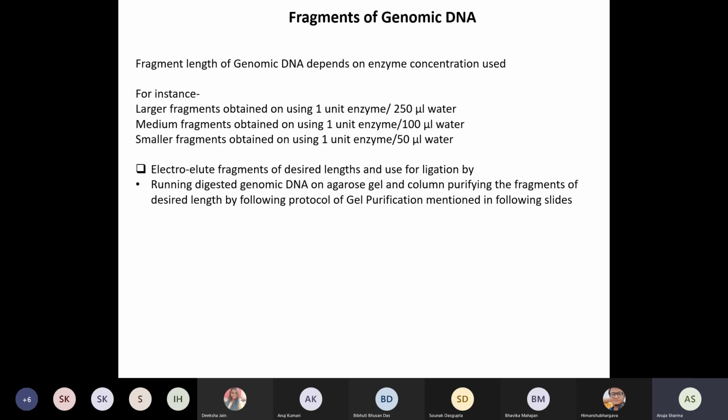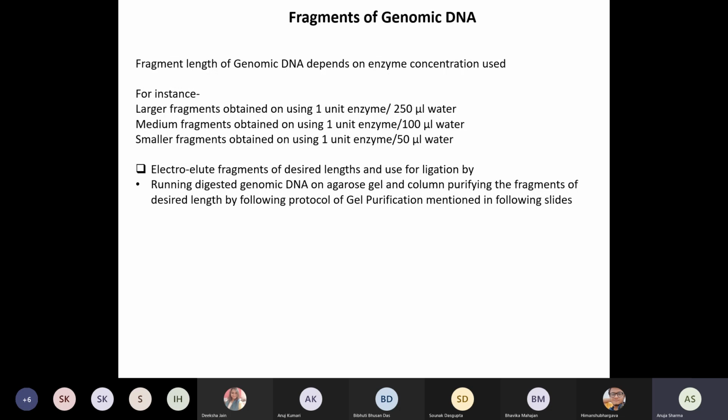Suppose you use 1 unit enzyme per 250 microliter water. That means it is a lower concentration of enzyme, right? So you can get larger fragments by using that particular concentration of enzyme. And if you make the enzyme more concentrated, suppose 1 unit per 50 microliter of water, since the concentration of enzyme is so much, it can give you smaller fragments.